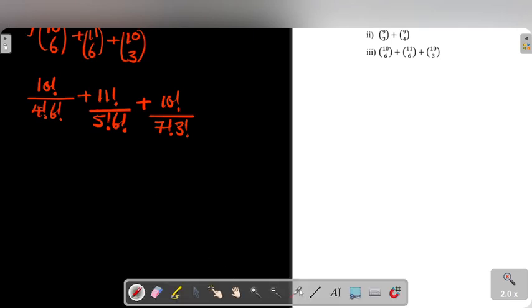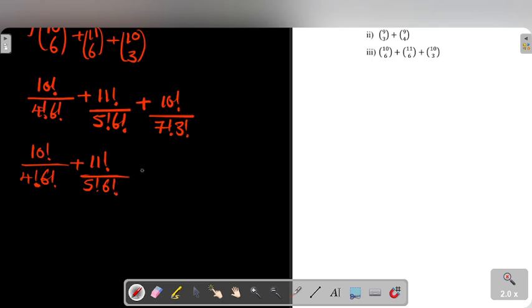So here what you're going to do, you're going to check. You can see that this 4 factorial is less than 6 factorial. Then 5 factorial is less than 6 factorial, which is okay. Then here 7 factorial is greater than 3 factorial. So here you switch those. If you don't switch, you won't get the correct answer. So I have 10 factorial over 4 factorial 6 factorial, and then plus 11 factorial over 5 factorial, then 6 what?